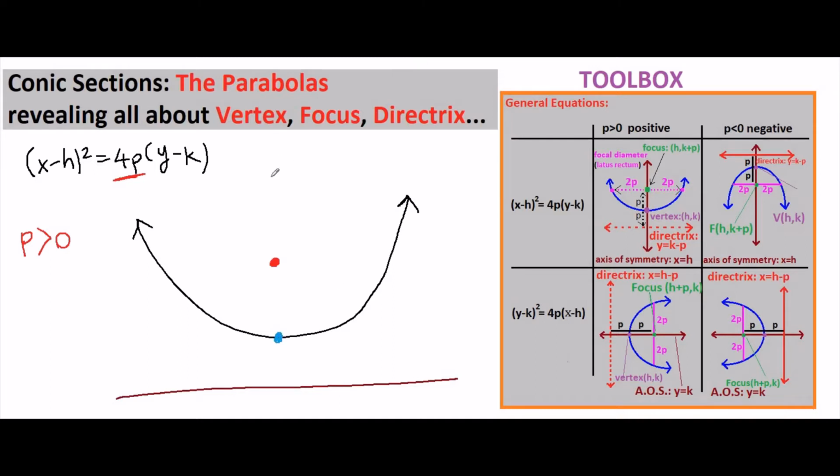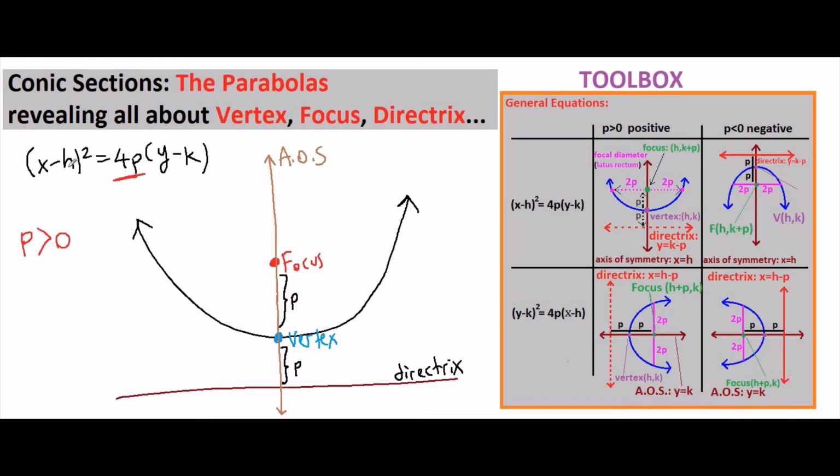And the axis of symmetry is a line passing through the focus and vertex and dividing the parabola evenly. Let's label. This is the axis of symmetry. This is the focus. This is the vertex, and this is the directrix. From focus to vertex, it is p units away, and from vertex to directrix, p units away. So the directrix and focus are equally far from the vertex.